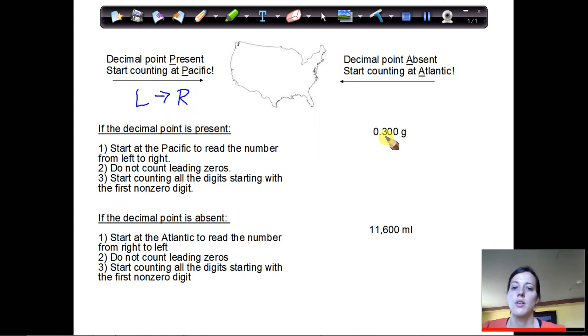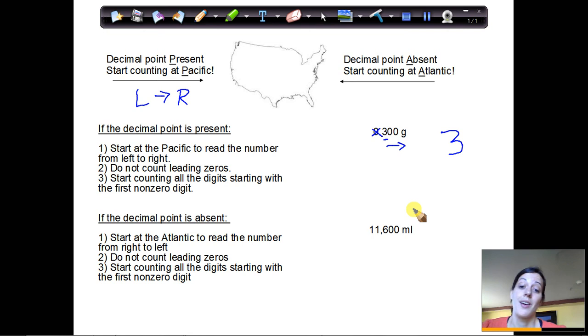All right, so our decimal spot is present. So we're going to start counting at the Pacific and read the number from left to right. We're not going to count leading zeros, so we're not going to count that number. And we will start counting all digits starting with the first non-zero digit. So 3 is our first non-zero digit, so we're going to count that one, and we're going to count the rest of the numbers as we work our way right until we've run out of numbers. So we have 1, 2, 3 significant figures in that example.